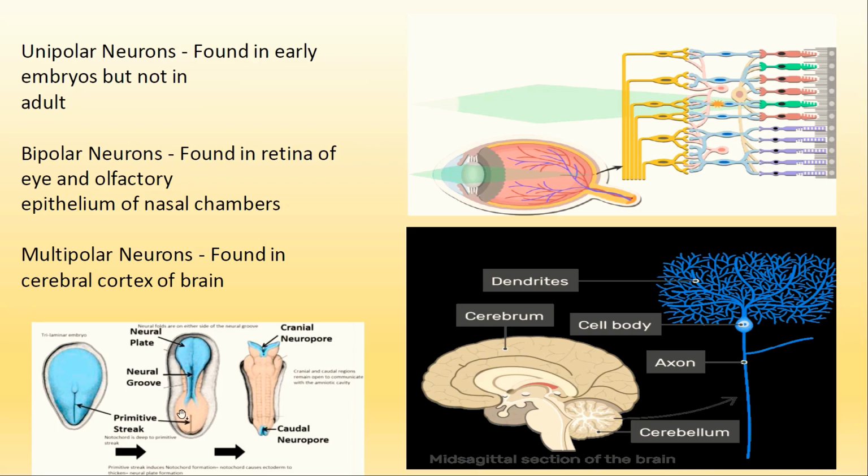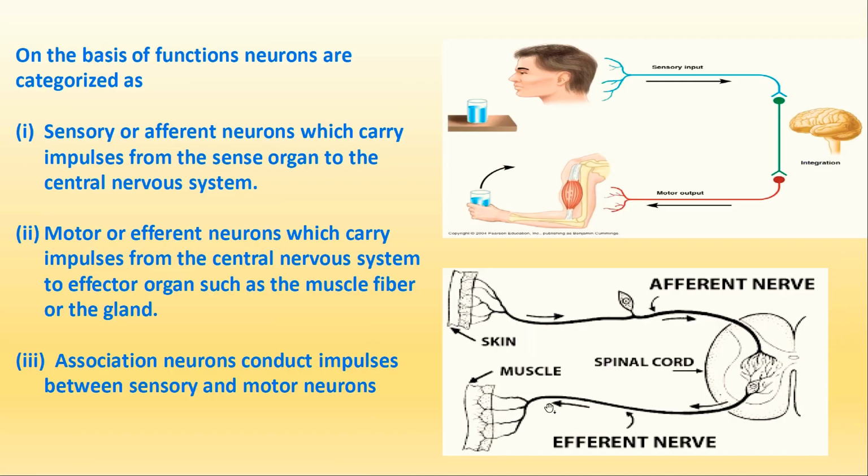Now let's see where they are found. Unipolar neurons are found in the early embryos but not in the adult, whereas the bipolar neurons are found in the retina of the eye and olfactory epithelium of our nasal chambers. Multipolar neurons are found in the cerebral cortex of our brain.